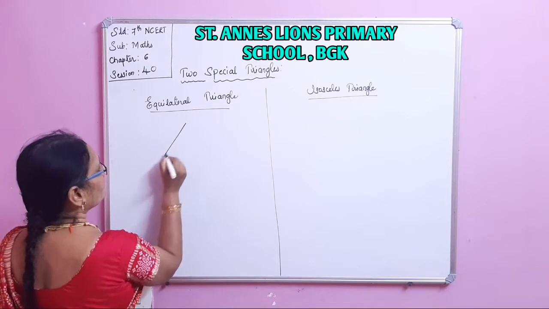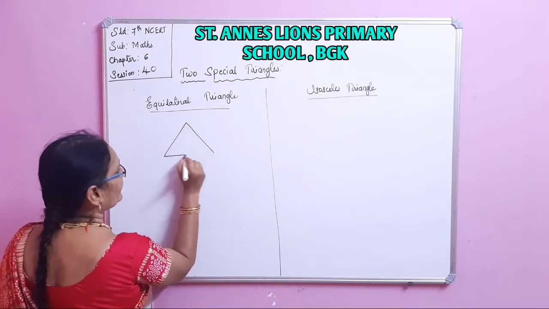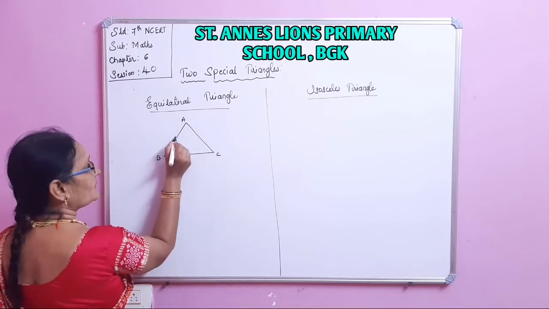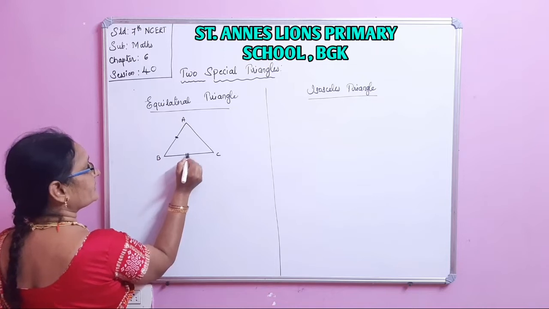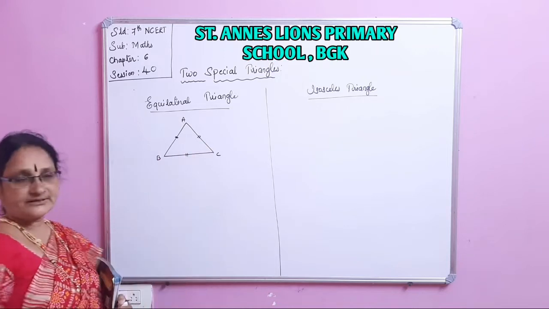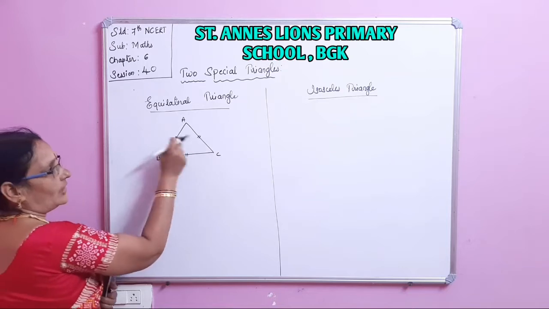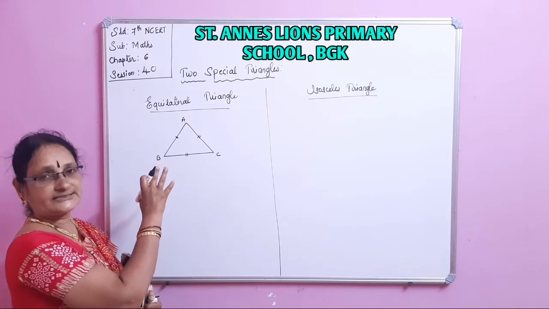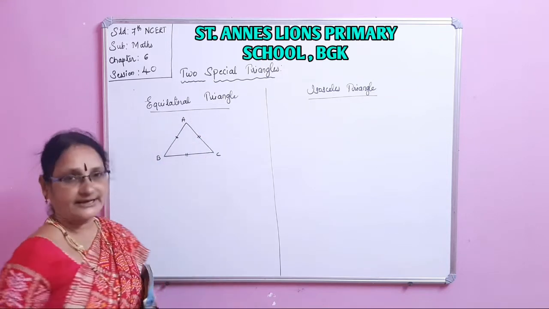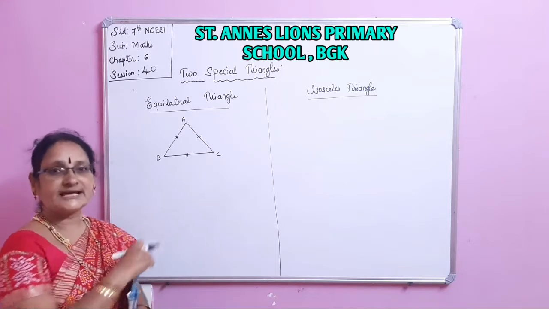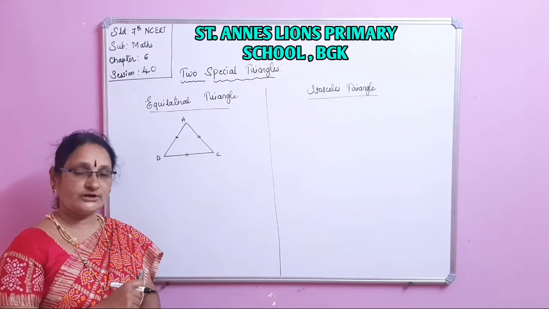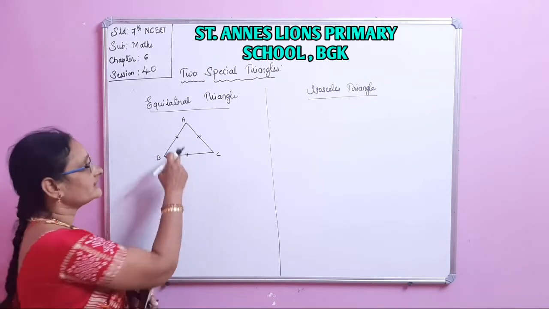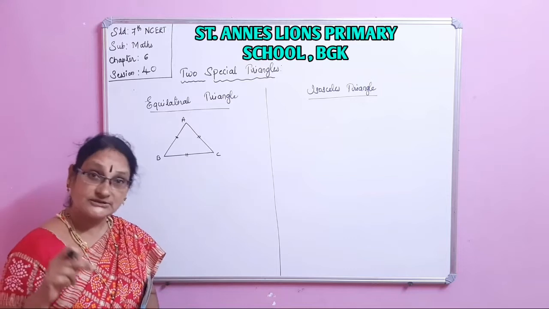This is a triangle ABC. Suppose AB is equal to BC, BC is equal to CA. This shows that all the three sides are equal. When all the three sides are equal, that is called an equilateral triangle. One very important property you have to learn here is, if three sides are equal, their opposite angles are also equal.